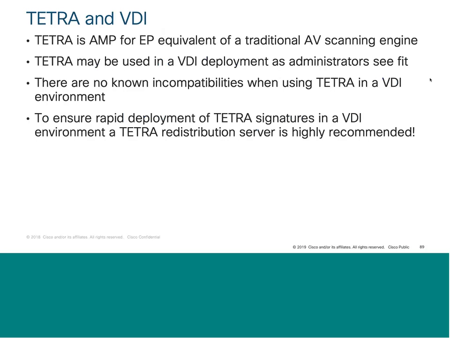If you are spinning up VDIs from scratch and doing basically fresh deployments of AMP for endpoints in a VDI environment, it is highly recommended that you use the AMP update server or that Tetra redistribution server. Without that, you'll constantly be reaching out to the AMP backend, trying to download definition files, and they may not even finish downloading before the user kills that VM, and then somebody else logs in and spins up a new one. So be sure you have the Tetra redistribution server in a VDI environment. It will save a lot of bandwidth and prevent a lot of overhead that doesn't really serve any functional purpose.